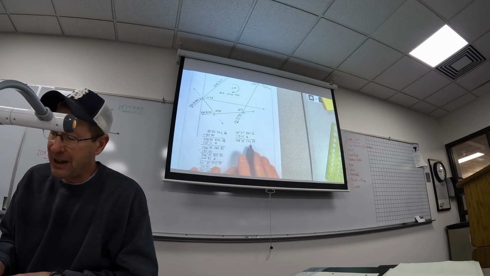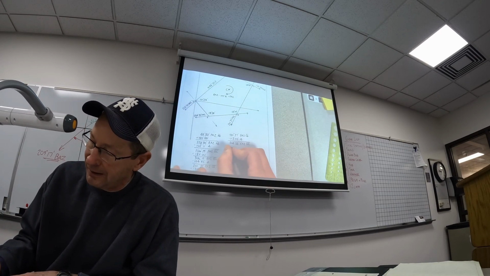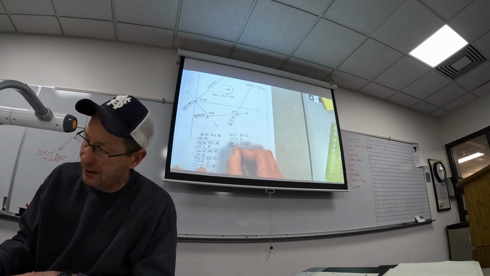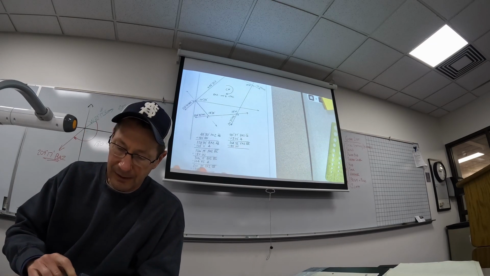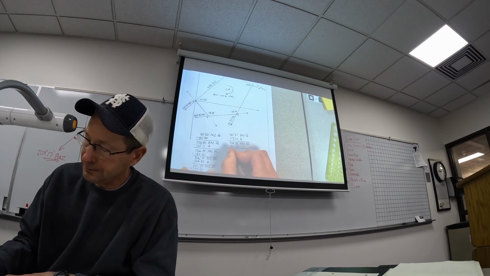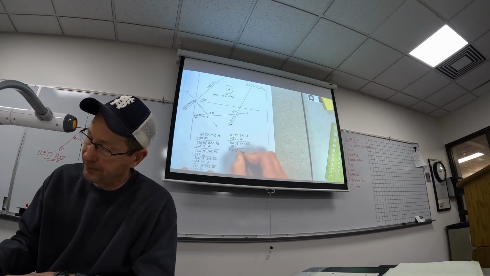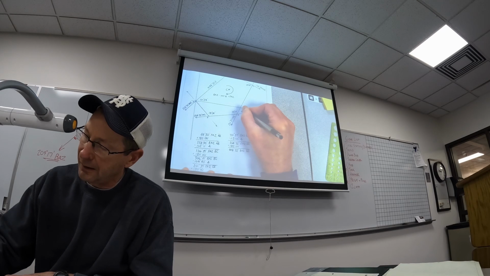We need the back azimuth of D to E. We got to find this, right? Let's just add 180. All right, our numbers are getting big, right? Let's see what happens here if we add 180. 448.32. Back azimuth D to E. So just write this down here. 448.32 minutes.